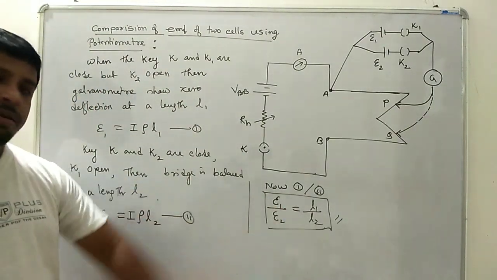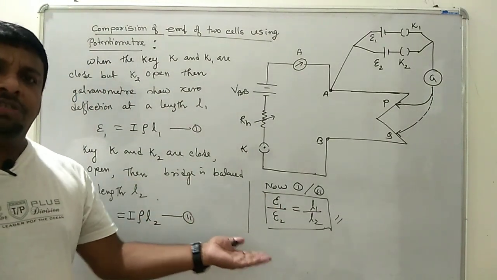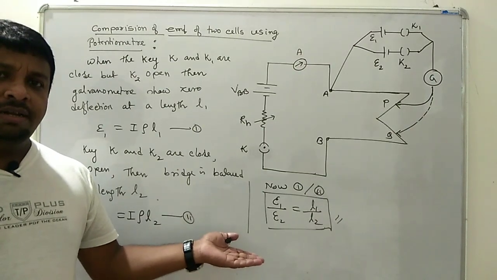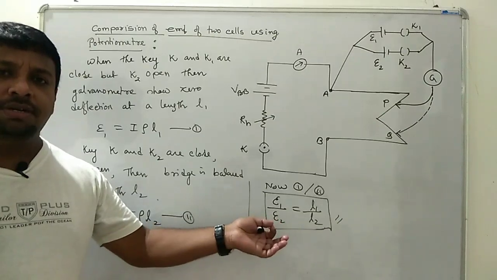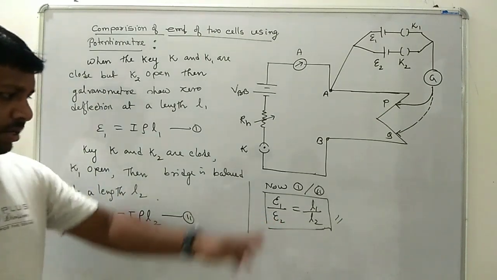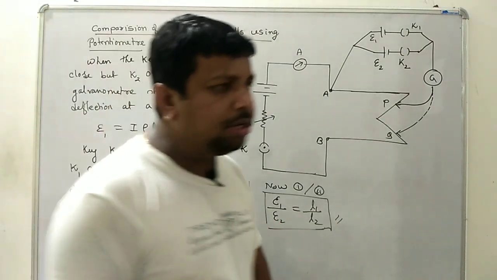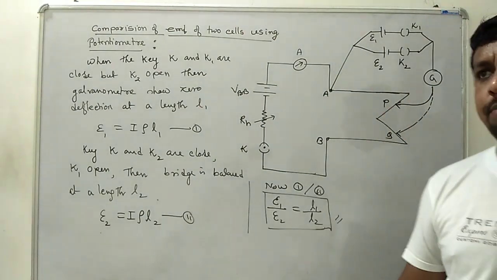E1 by E2 equal to L1 by L2. From this expression, we can compare the EMF of two cells by using potentiometer. This is an easy method: E1 by E2 equal to L1 by L2.